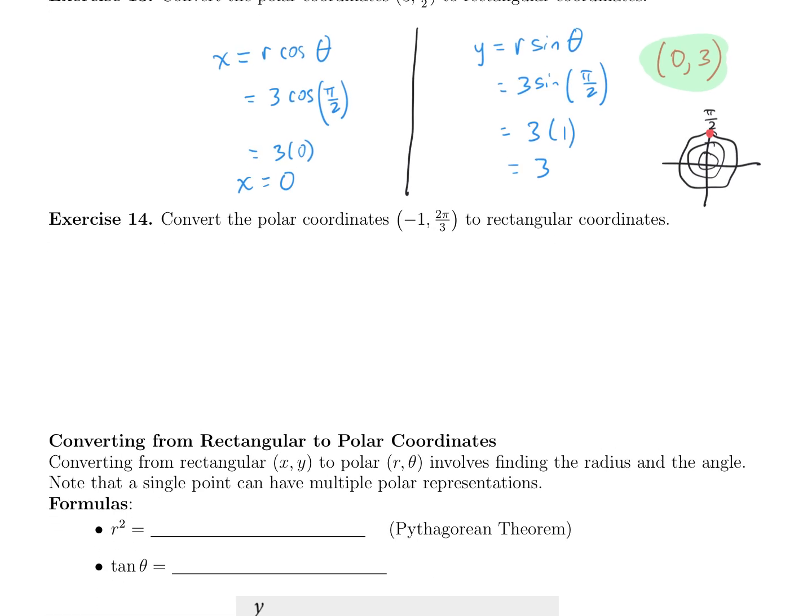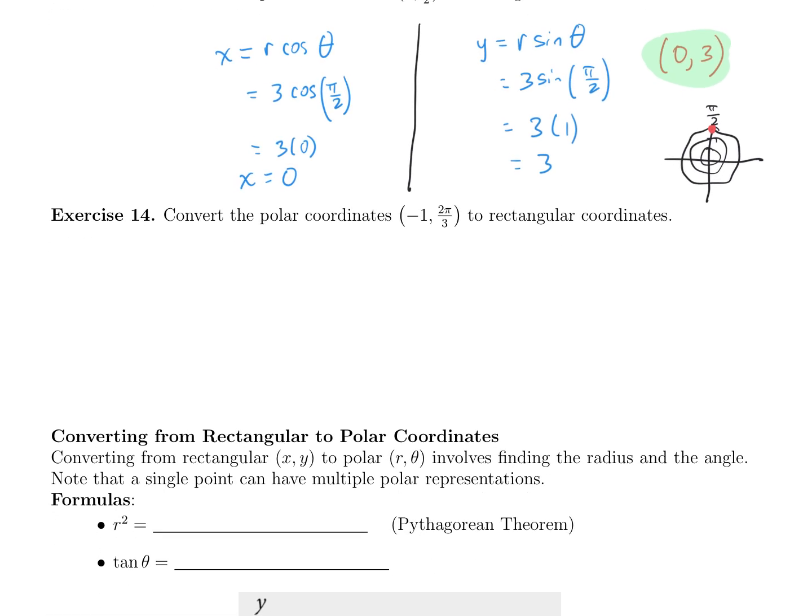Okay, let's try another one. This one, same thing. So let's go ahead and use those two formulas again. x equals r cos theta. y equals r sine theta. This is going to be -1 times cos of 2/3 pi. This is going to be -1 times sine of 2/3 pi.